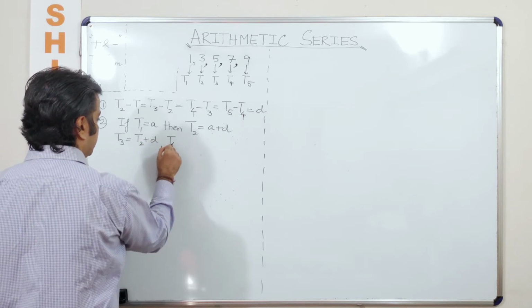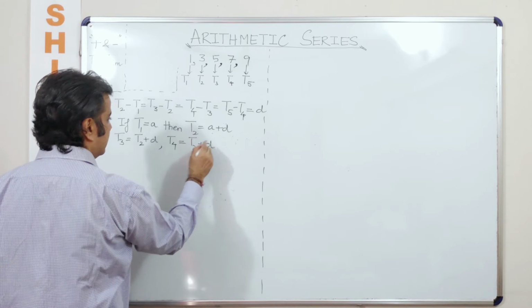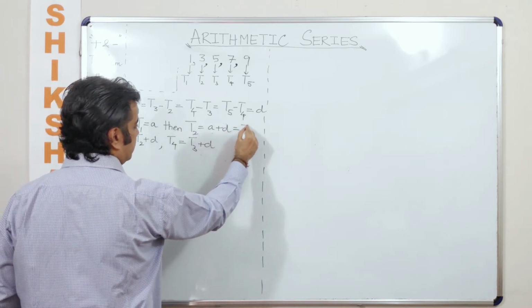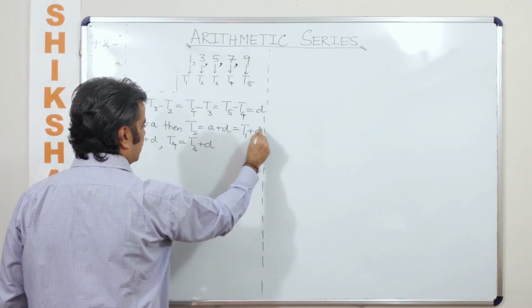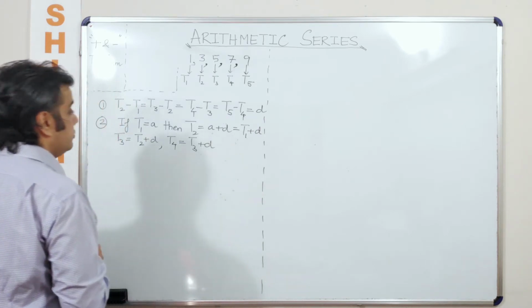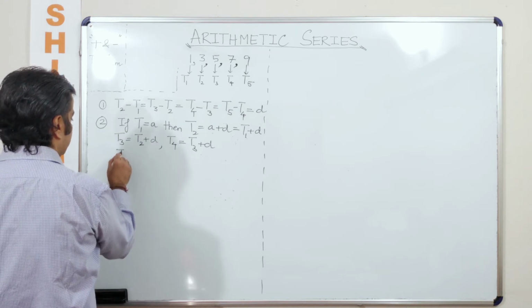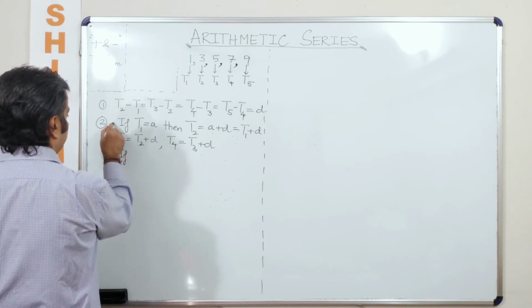The fourth term becomes what? The third term plus D. Here you could have said this is nothing but the first term plus D, and so on. This is what you can say. Okay, now once you have said this, taking this further, you can say if the first term is A. So this was the first discussion.